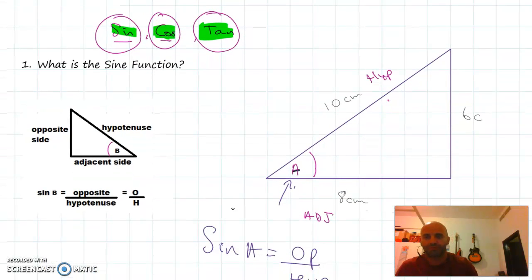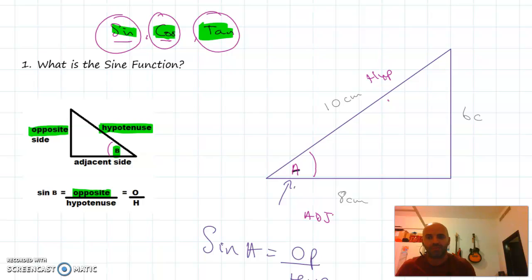So first of all, what is the sine function? The sine of an angle is defined in terms of two of the sides in a triangle. The first one is basically the ratio of the side opposite to an angle. So if I take an angle B here, then the side opposite to B divided by the hypotenuse gives me the sine. Simple as that. It's just a ratio of the two sides.